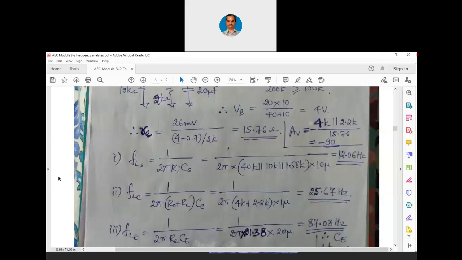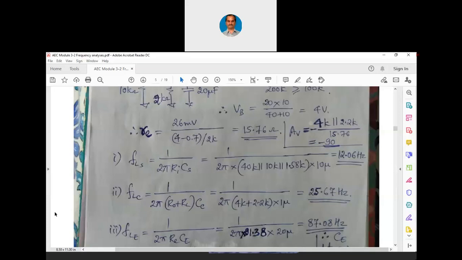Now which one is dominant out of these three? For input capacitance, we got 12.06 Hertz. For output capacitance, we got 25.67 Hertz. For the emitter capacitance, we got 87.08 Hertz. Which means when you move from 0 in the x-axis, you will come across FLS first. Then you come across FLC later on. Then you come across FLE later on. Which means here the emitter capacitance is actually dominant.